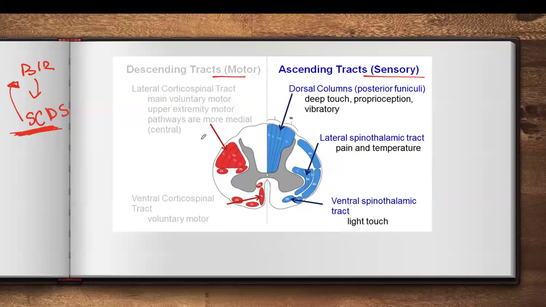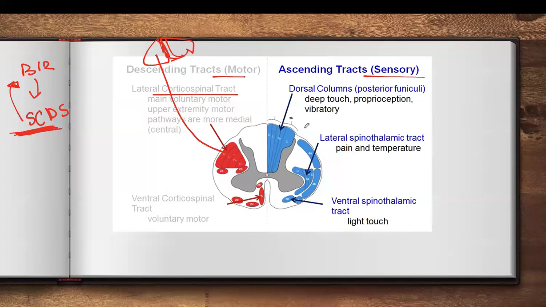So the motor tract, the most important one is the corticospinal tract. Corticospinal tract means that it starts from your cerebral cortex and then it goes to the spinal cord. So that's the corticospinal tract. As we already know, it helps with the motor movement. So if there is a problem in the corticospinal tract, the patient develops paralysis or paraplegia.